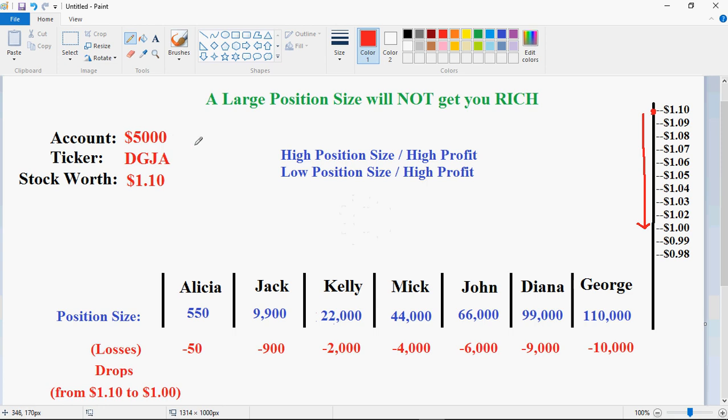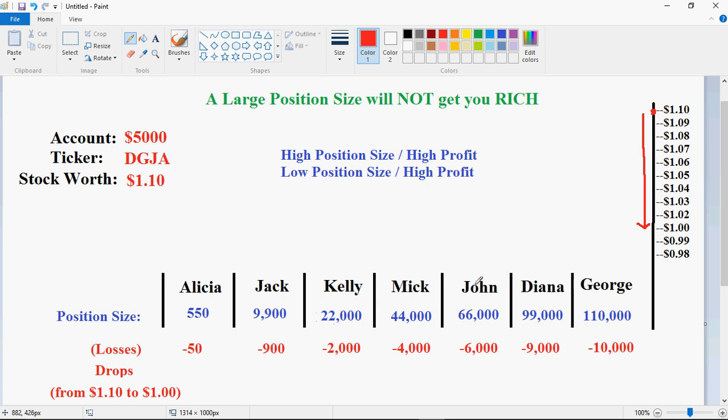In real trading, when you reach minus 5,000, you're out. They can take you out of the trade. So right now, John, Diana, and George are at zero money in their account.